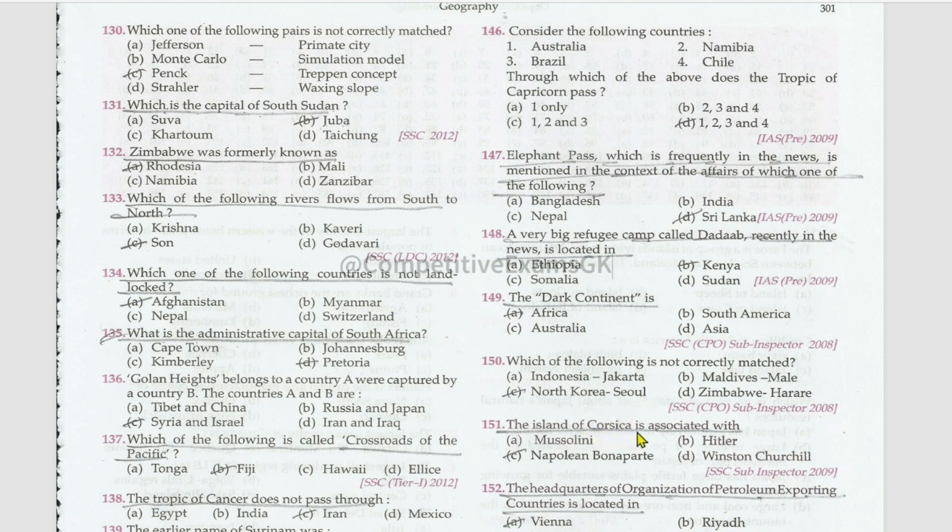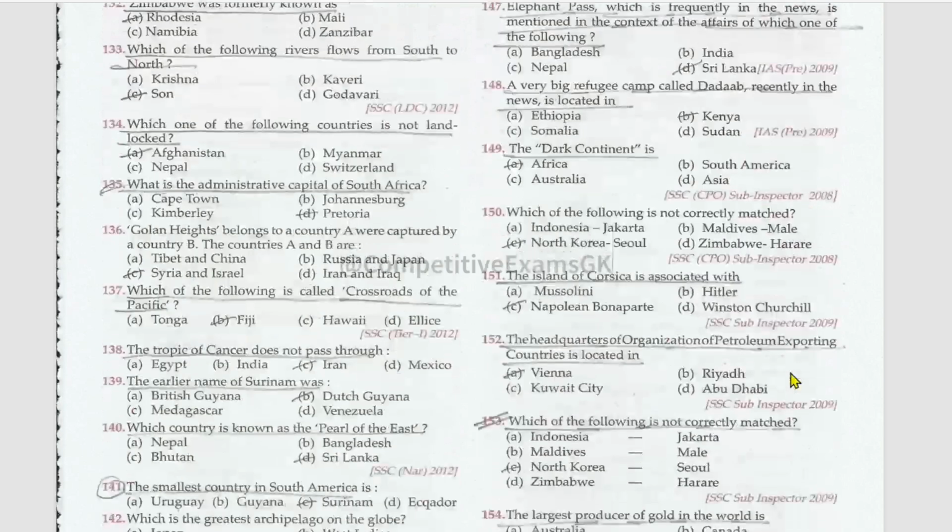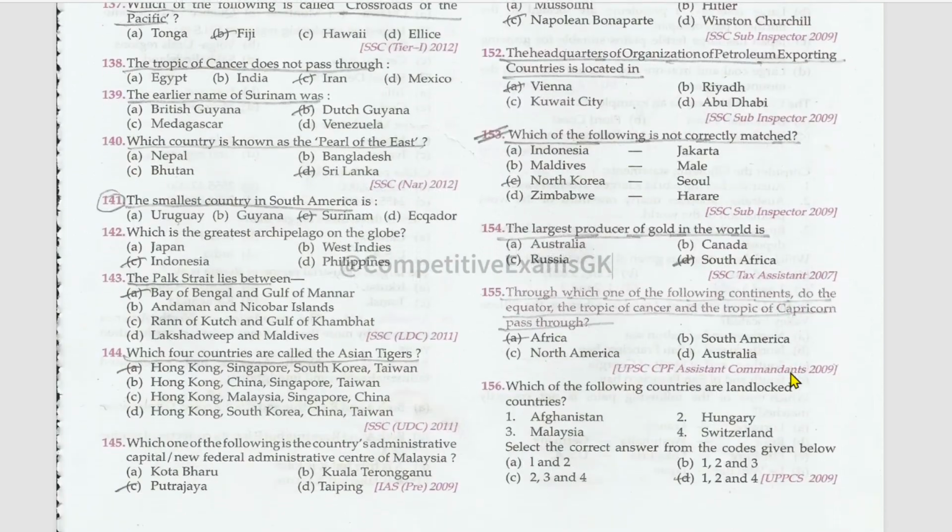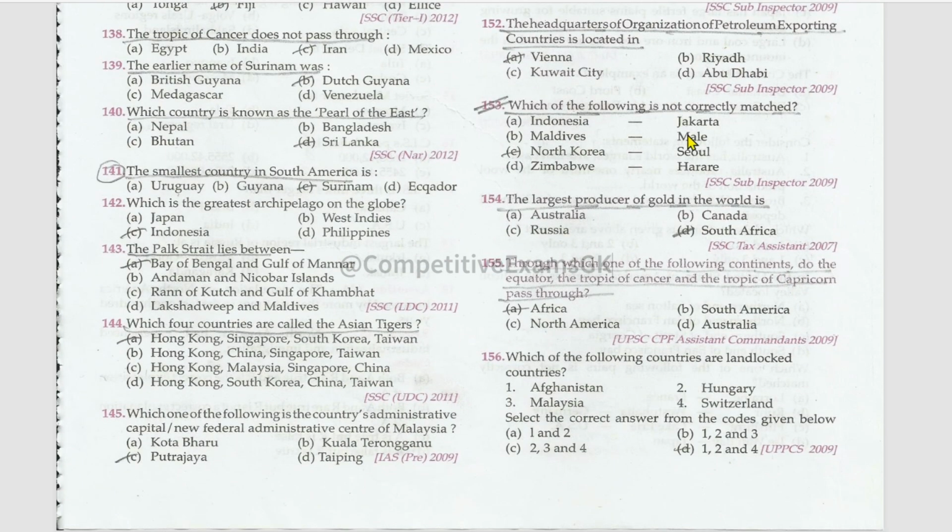The island of Corsica is associated with Napoleon Bonaparte. Who is called the Napoleon of India? Mention his name in the comments. The headquarters of the Organization of Petroleum Exporting Countries is located in Vienna. Which of the following is not correctly matched? North Korea, Seoul, no, false. Seoul is the capital of which country?